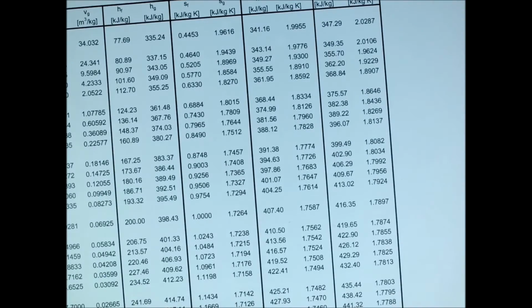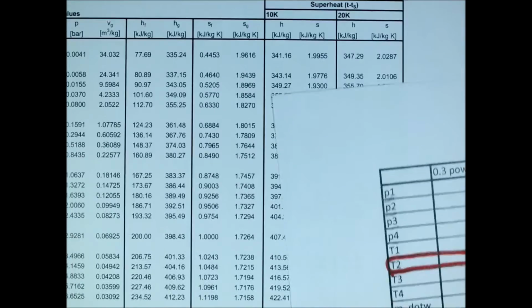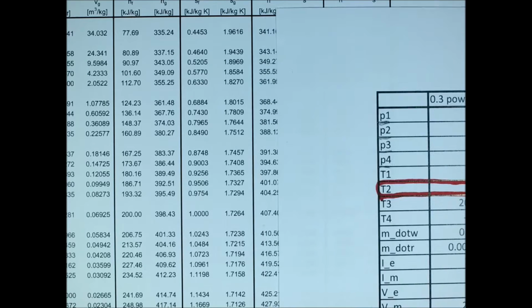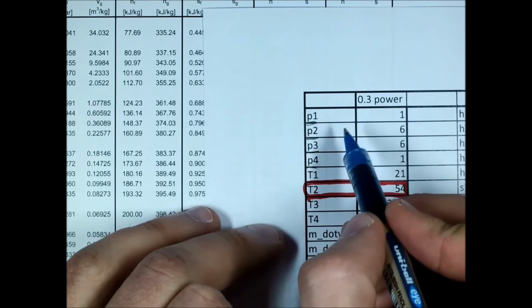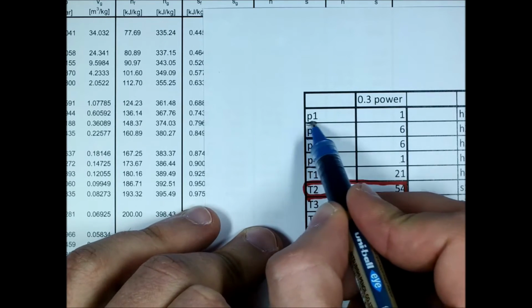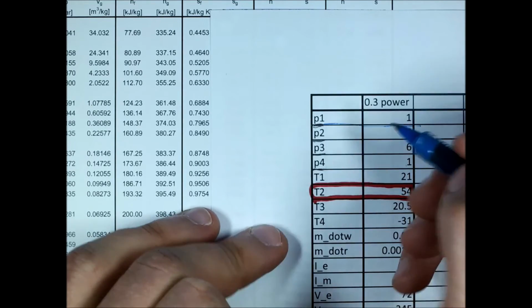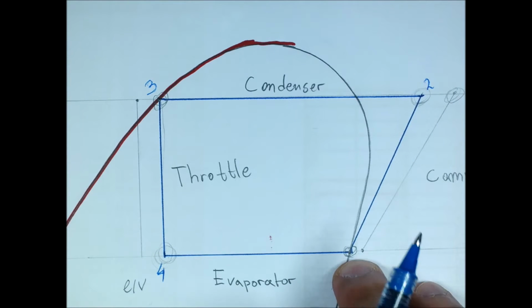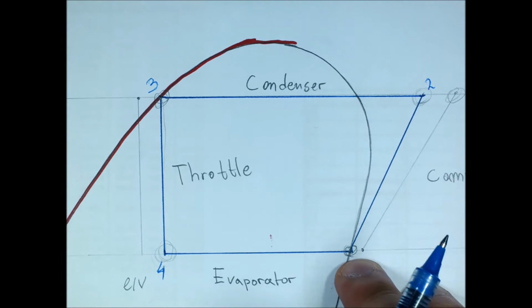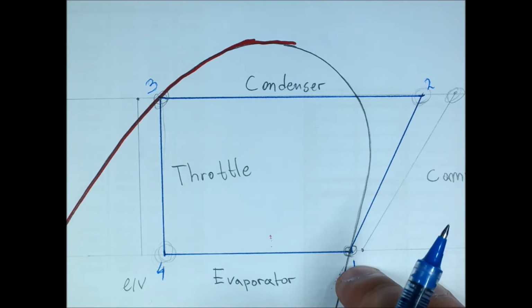So here we have our table. Let's have a look. Now let's start with P1. We know that our P1 here is 1 bar. And we also know for a fact, judging by this diagram, that the phase of the refrigerant at point 1 is saturated vapor.